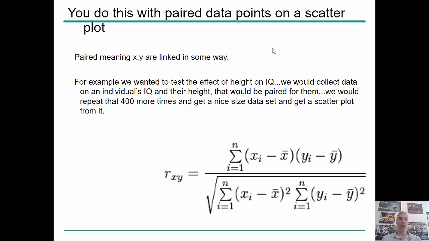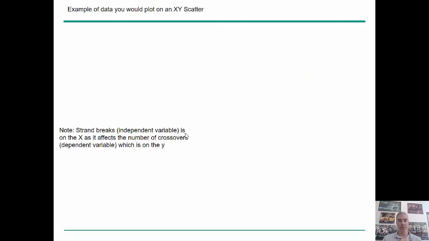You would graph this by putting data points on a scatter plot. As I mentioned before, I'm going to show you what that kind of looks like in a minute. For example, we wanted to test the effect of height on IQ. We would collect data on the individual's IQ and that individual's height. So those are paired together, and we'll graph them as a point on height versus IQ. And we'd repeat that with 400 other people, and we get a nice sized data set. We'll put it on a scatter plot, and we can kind of see if there's a relationship there.